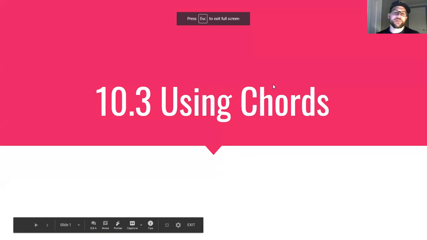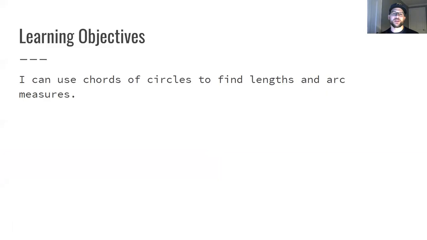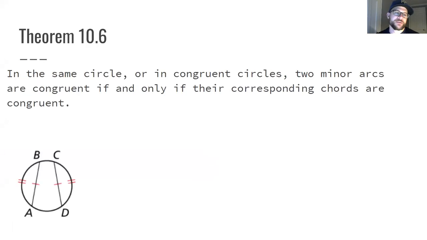All right, welcome to the Big Ideas Geometry tutorial on section 10.3, using chords. So we're going to be able to use chords, which are parts of circles, to find some specific lengths within the circle and arc measures.